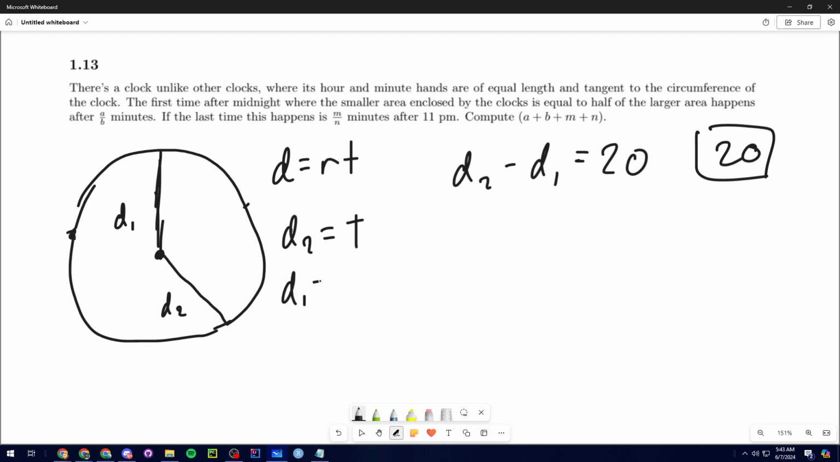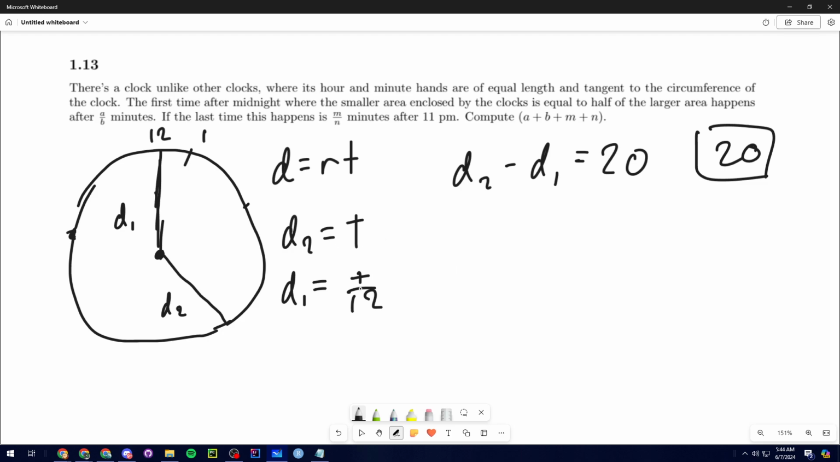Now, d1. Well, what is the rate? You're taking 60 minutes, but it's not over the whole clock of 60. It's only a small segment, in this case 5. And I just realized I did my ratio up the wrong way, but it's going to be 5 over 60, right? Because you're only going 5 minutes, like the hour only goes from 12 to 1. So therefore, d1 is just equal to t over 12.